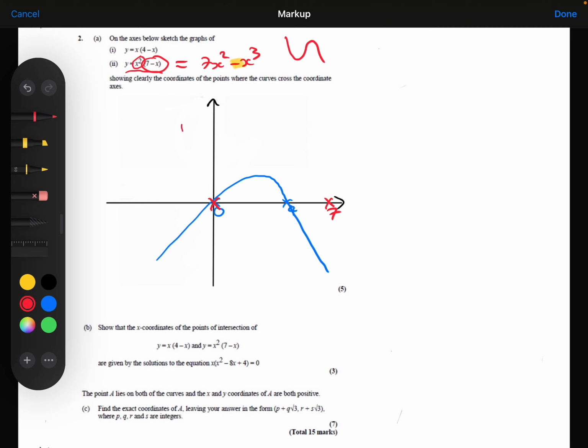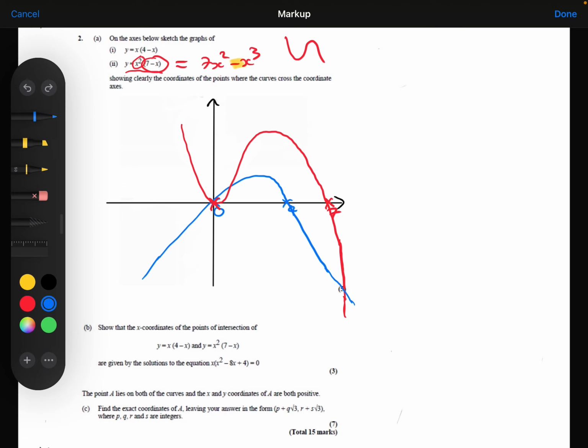So drawing this in, I'm starting going down. I've got a repeated root at 0, so it's going to stop there and start going back up again. And then it's going to come down through at 7 like that. It will intersect again down here, because the x cubed will always become bigger than the x squared eventually. So I do just want to make sure that I show that on my graph that they will intersect down there. So there we go. I've drawn both those curves onto the axes. I've shown where they intersect on the coordinate axes, so that's part A done.